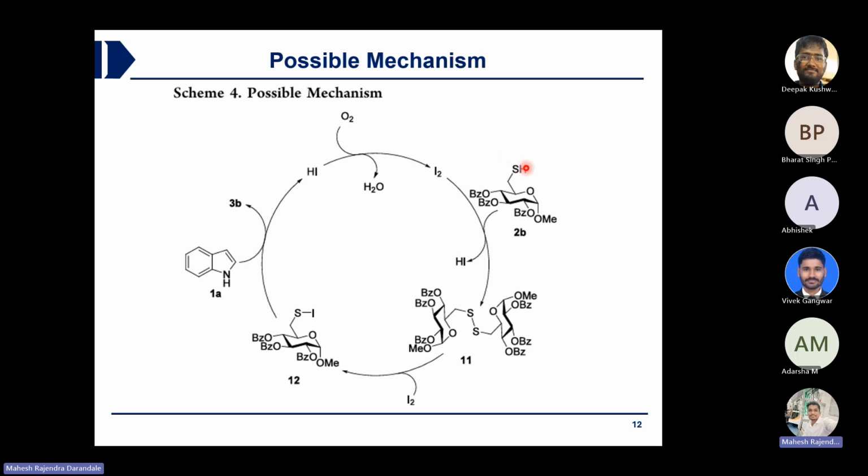So basically it's oxidation of this thiol sugar, which forms this disulfide linkage. Then again, it is reacting with molecular iodine, forming this sulfenyl iodide 12 moiety, which undergoes electrophilic reaction with this indole, a regioselective electrophilic reaction, because there is formation of the compound only at the C3 position here. So regioselective reaction with this 12. So there is formation of 3B as the final compound.